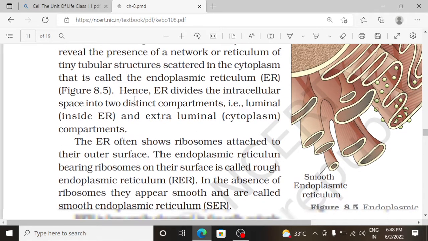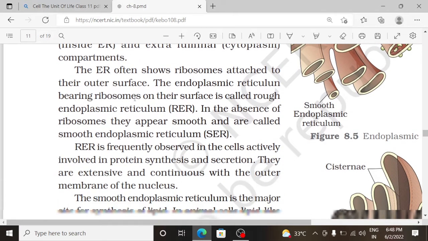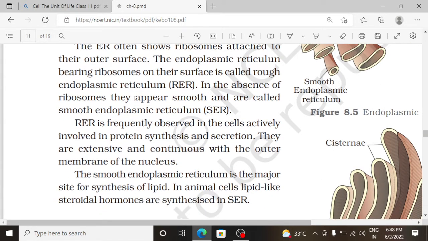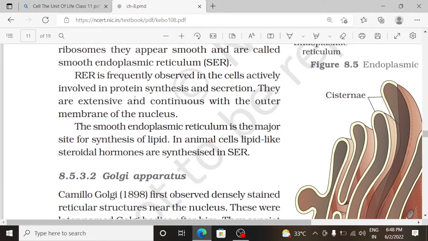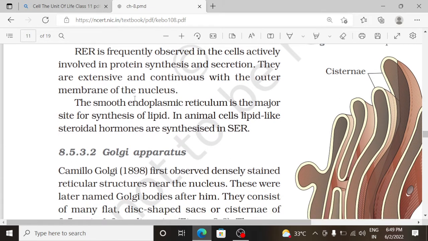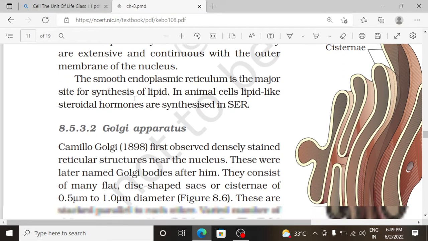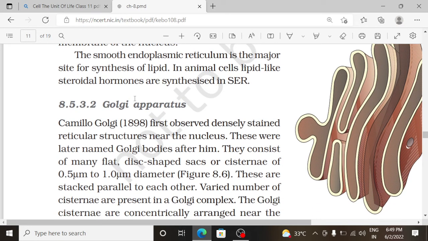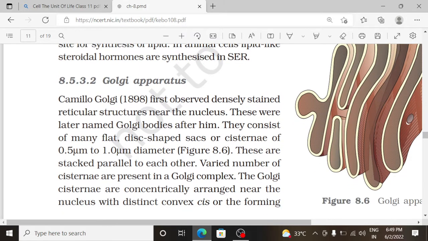The ER often shows ribosomes attached to its outer surface. The endoplasmic reticulum bearing ribosomes on its surface is called rough endoplasmic reticulum. In the absence of ribosomes, it appears smooth and is called smooth endoplasmic reticulum, SER. RER is frequently observed in cells actively involved in protein synthesis and secretion. They are extensive and continuous with the outer membrane of the nucleus. The smooth endoplasmic reticulum is the major site for synthesis of lipids. In animal cells, lipid-like steroidal hormones are synthesized in SER.